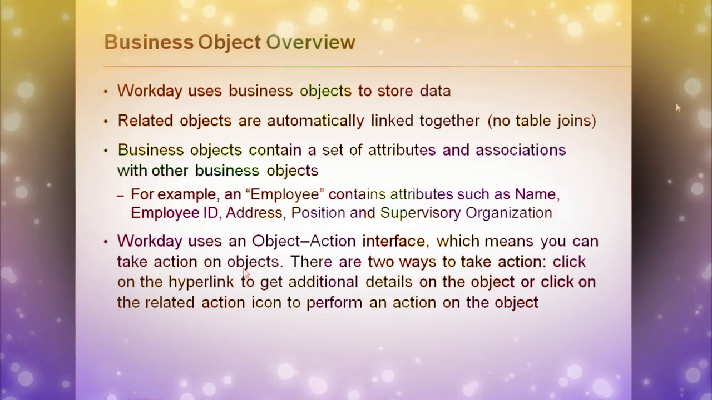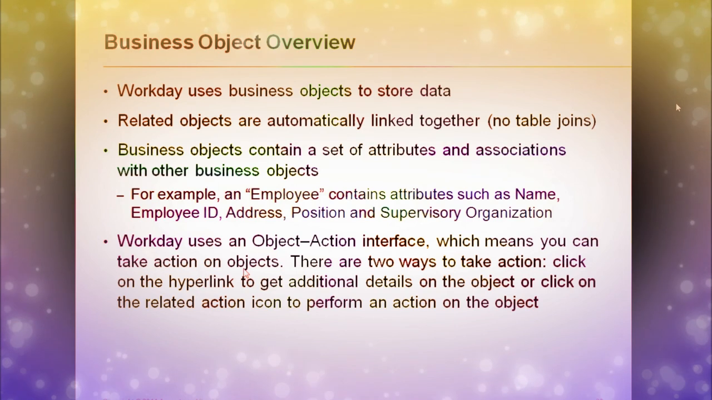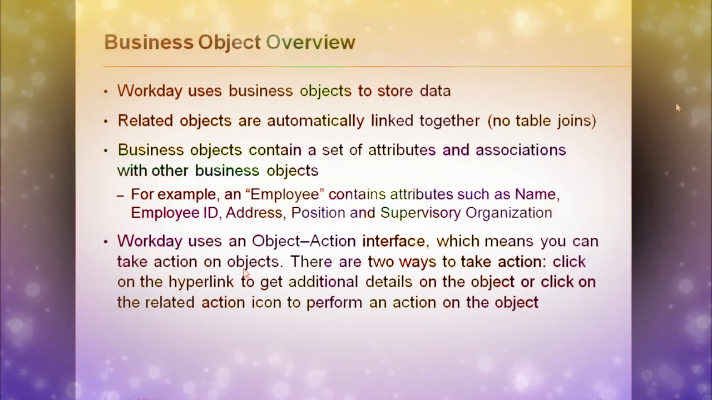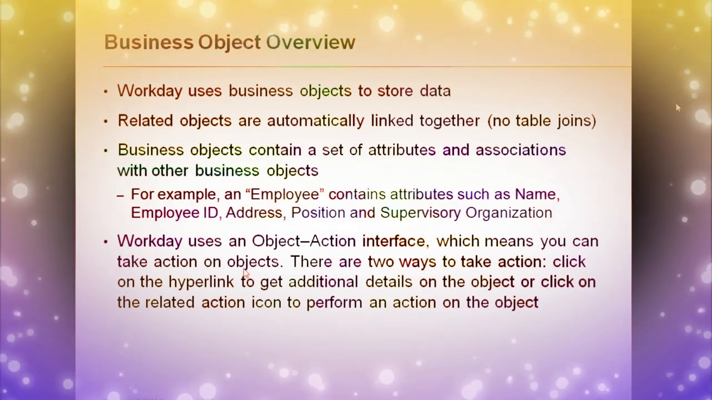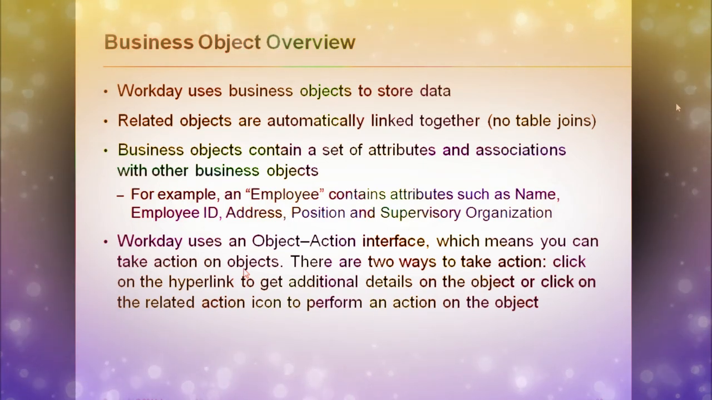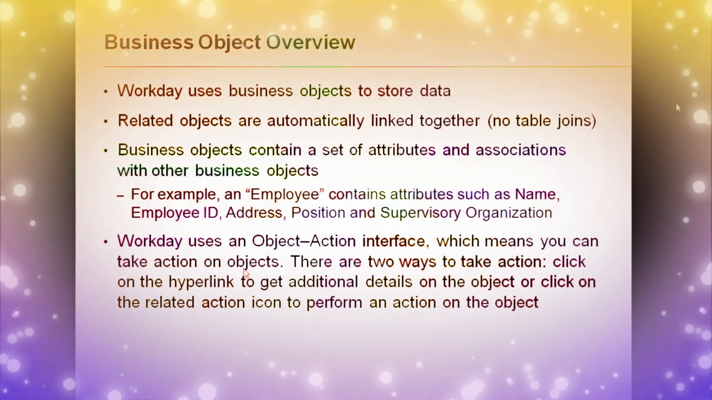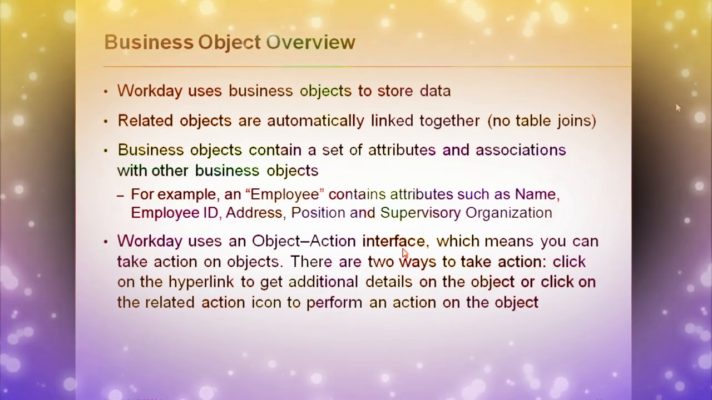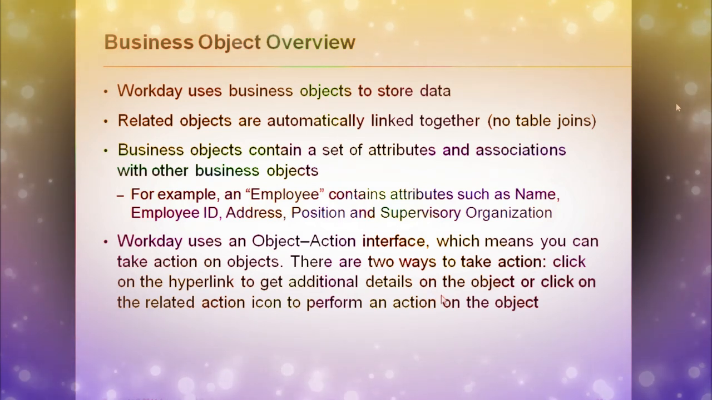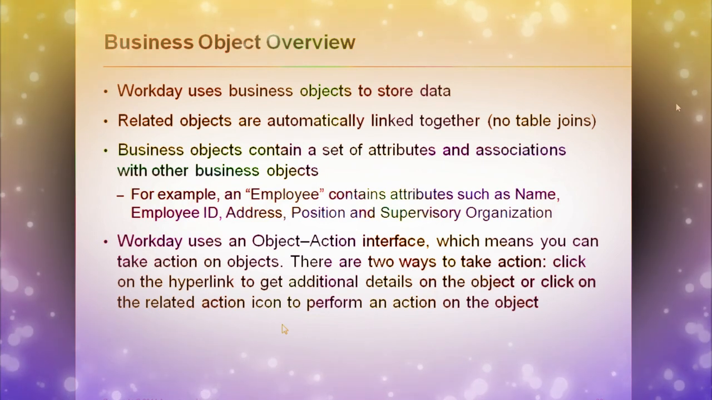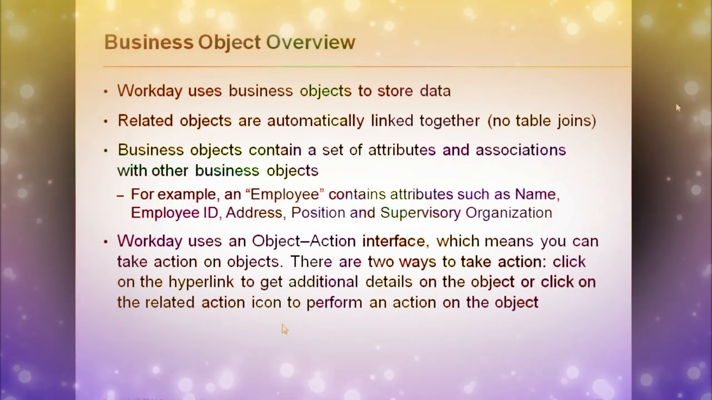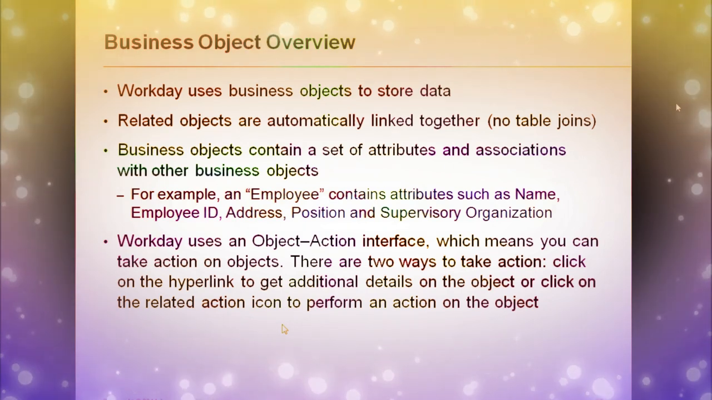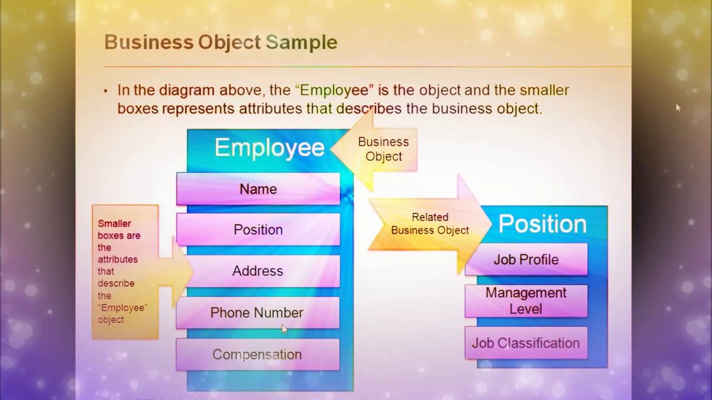There are two ways to take action. Click on the hyperlink to get additional details. We have already seen what a hyperlink is. If I open an electronic document that has a hyperlink and click on that link, it opens another electronic document. That is called a hyperlink. For additional details I can do that, or click on the related action icon to perform an action on the object. As we have seen already, there are different ways to perform the same task. It is not only one channel. There are different other channels to do the same work, and we saw this already.